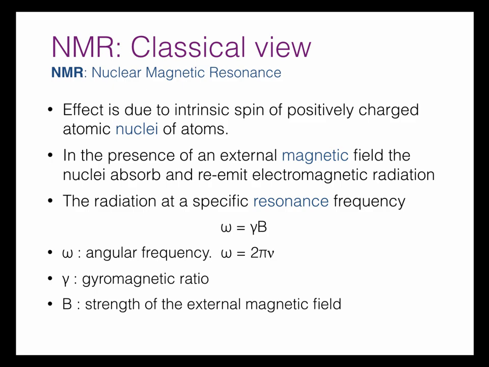The magnetization absorbs radiation at a specific resonant frequency, and this is really the most important equation for us: omega equals gamma B. Here omega is the angular frequency of the classical magnetization, and that's 2 pi nu, where nu is the regular frequency. So that's a very simple relationship between the angular and regular frequency. Gamma is the gyromagnetic ratio, and B is the magnetic field strength. So basically, if you put it in a bigger magnetic field, it spins faster.